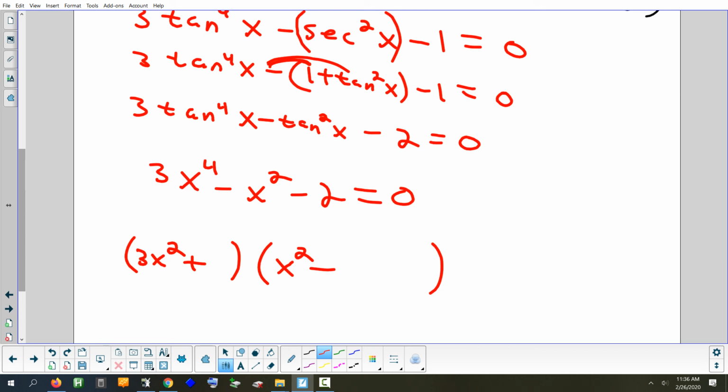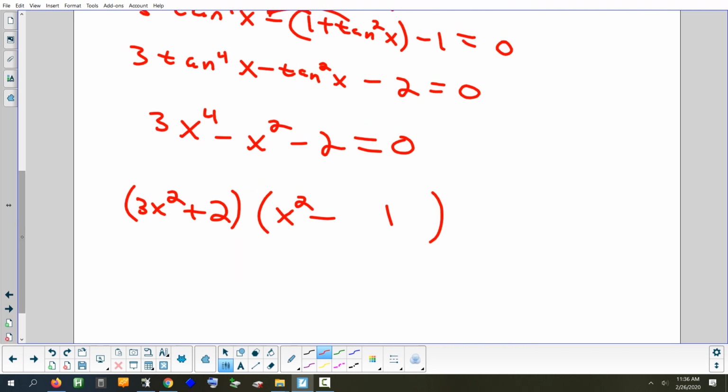And now two numbers that multiply to give me 2. 1 and 2. I'm going to try it in that order and see what happens. 3x squared times negative 1. There we go. 2 times x squared is negative 3x squared plus 2x squared, what we want. What is negative 3x squared plus 2x squared? Negative 1. Yeah. That's what you want. Negative 1x squared. So this is factorable, which means you're not going to use quadratic formula.